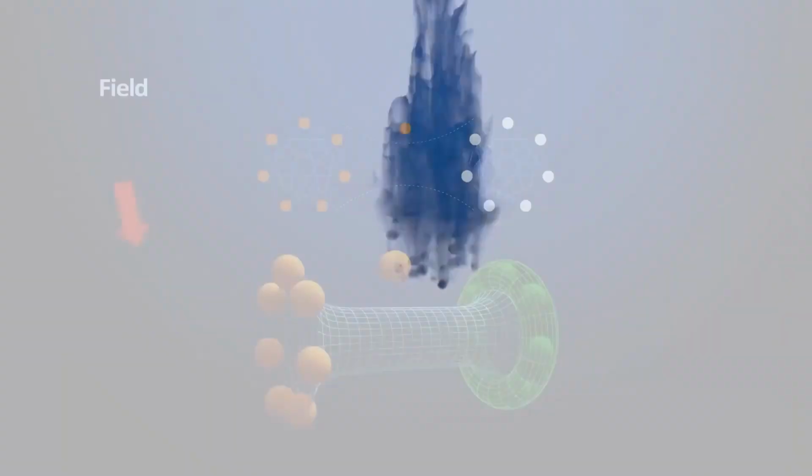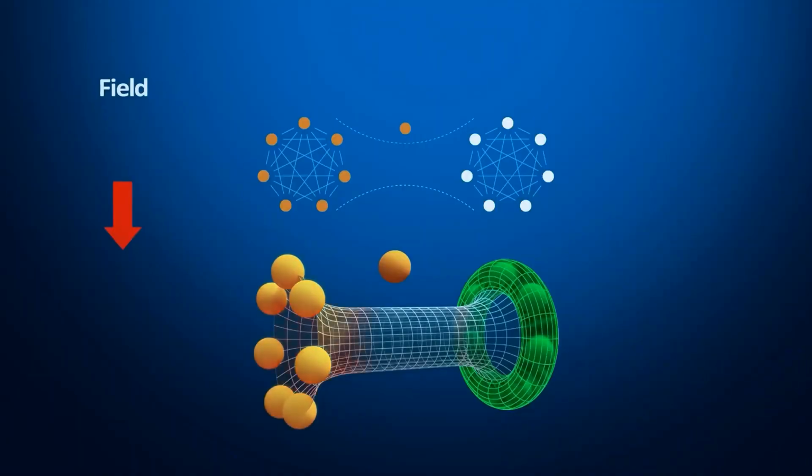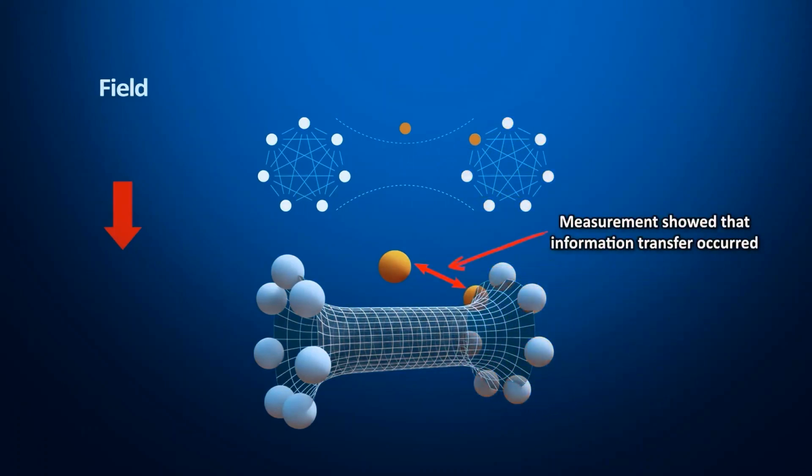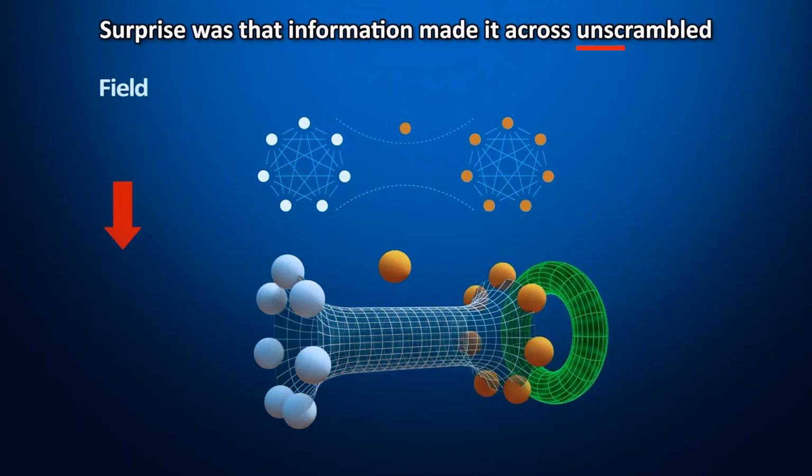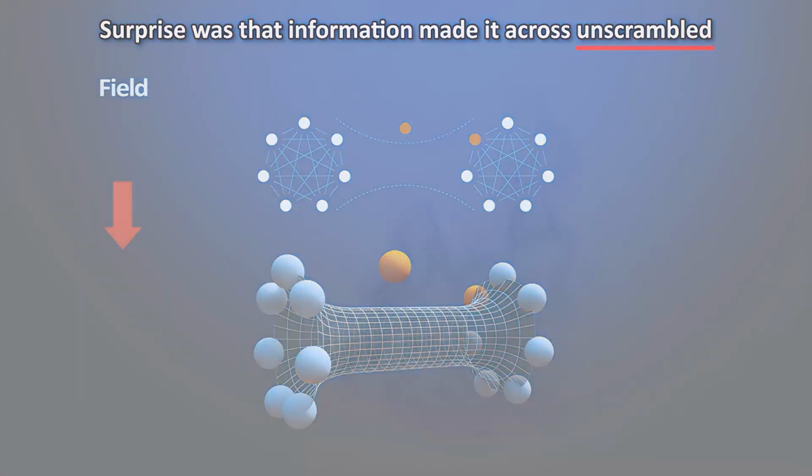The researchers confirmed that information was transferred from the probe qubit at the entrance to a particle at the exit by measuring the amount of entanglement between the reference qubit and the particle at the exit. So this confirmed that information had indeed been transferred via a mechanism which is similar to the physics of a traversable wormhole. The surprise is not that the message made it across in some form, but that it made it across unscrambled. In the ink analogy, the drop of ink was scattered, but then was unscattered. This suggests that the physics of a traversable wormhole was simulated.